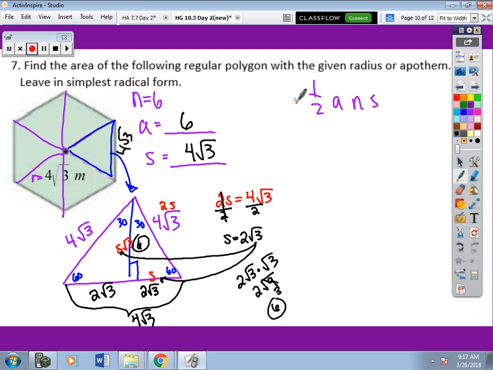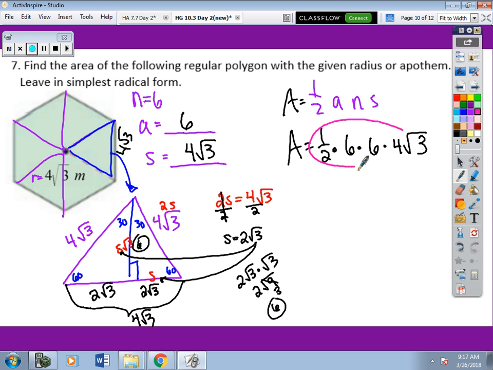And now we can substitute into our area formula. And then just multiply all of your outside numbers together. All right, go ahead and try the closure problem.